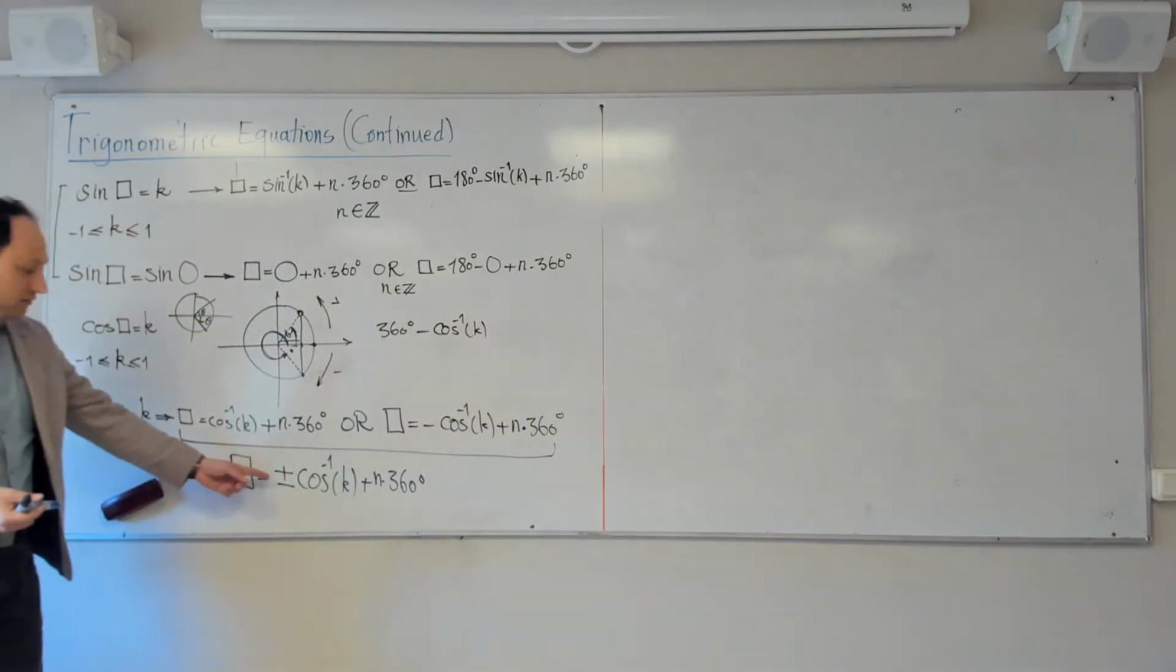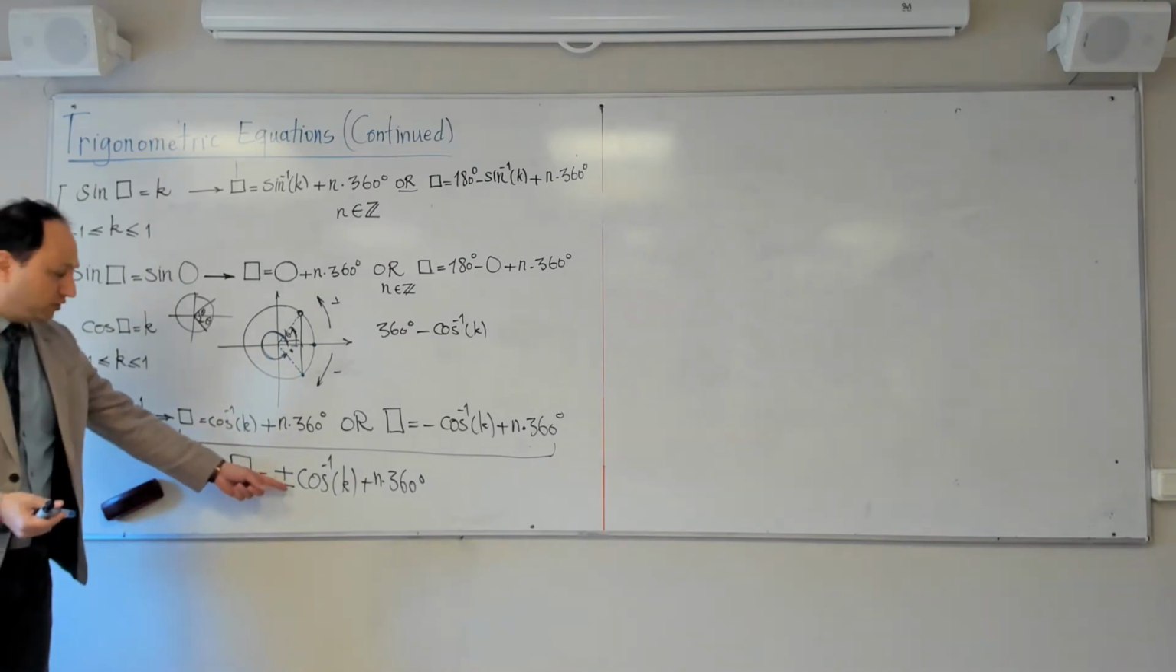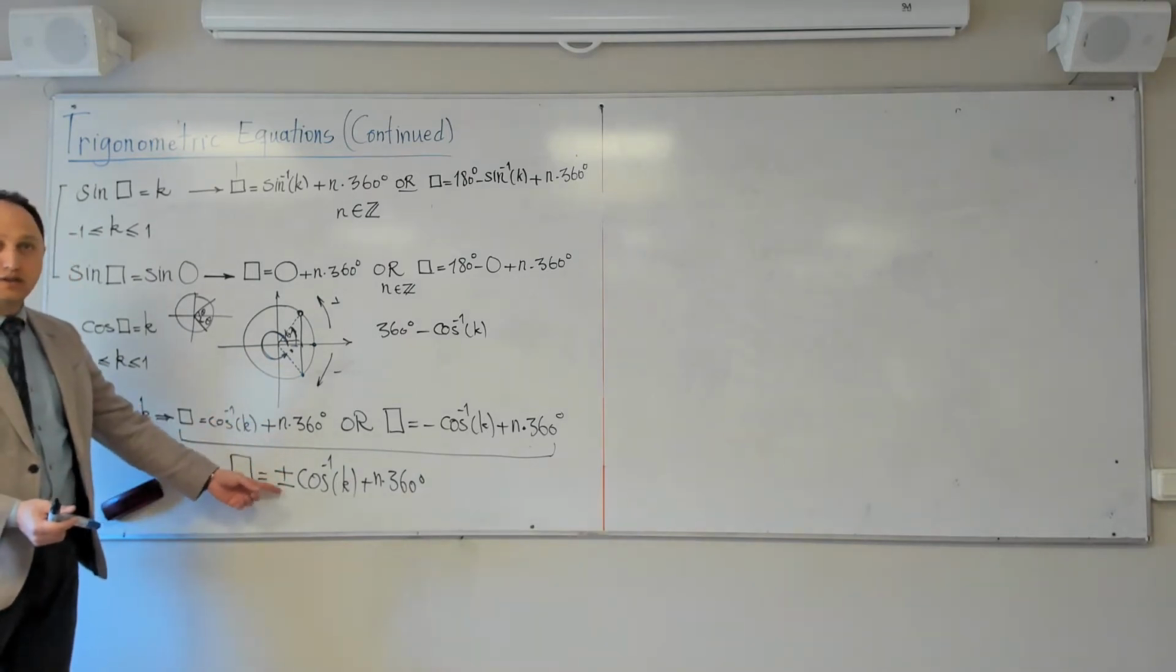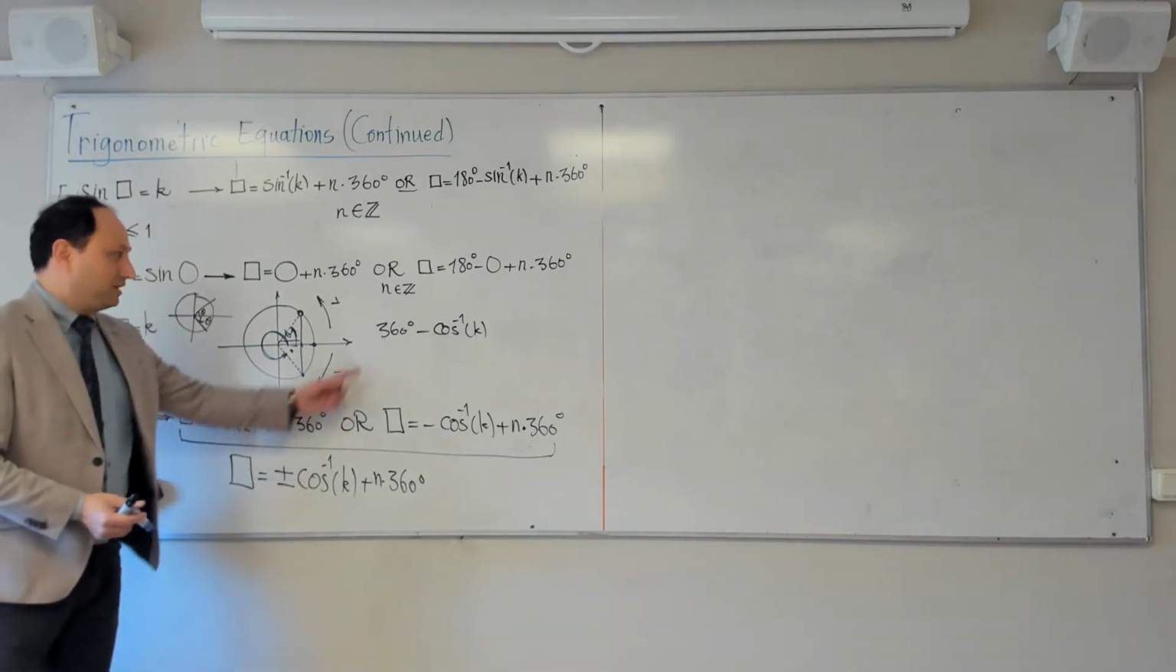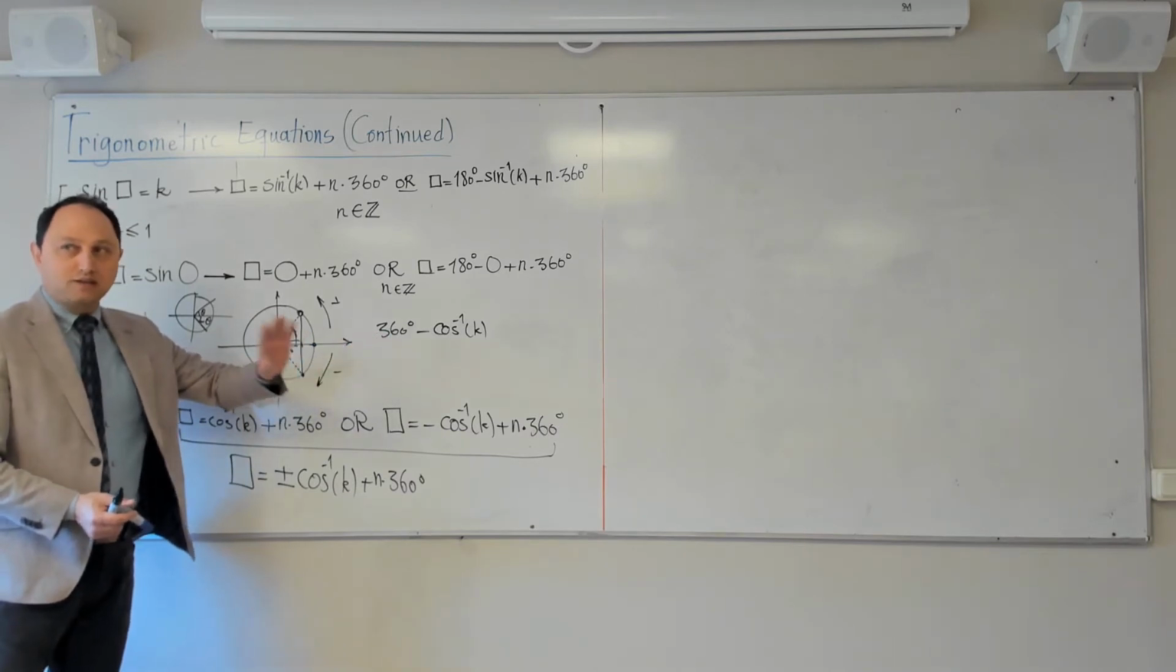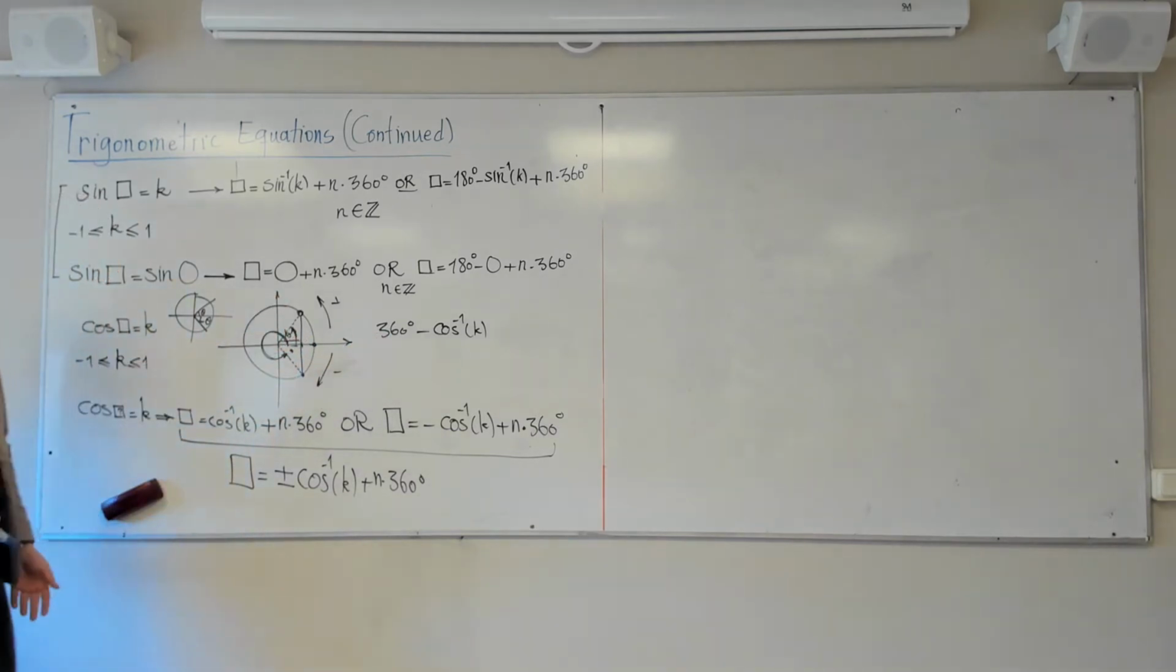This is not one formula, of course. This is two formulas written more compactly using this symbol plus or minus. So this is why it's better to choose this name instead of that name. If I choose that name, that's completely correct. You can choose that name, but you need to write two separate formulas. Is that understandable?